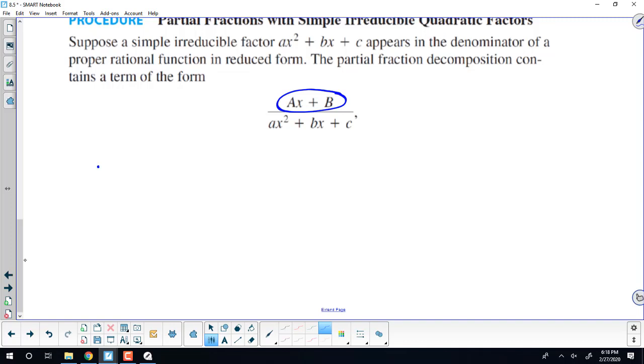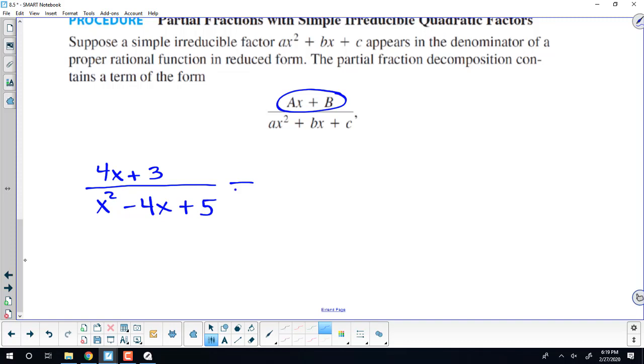You don't see a lot of these by themselves, but like if we had 4x plus 3 over x squared minus 4x plus 5, let's do that squared. Yeah, that would be okay. So something like this, is that irreducible? Let's make sure it's irreducible first. 16 minus 20, yeah. Okay, so something like that.